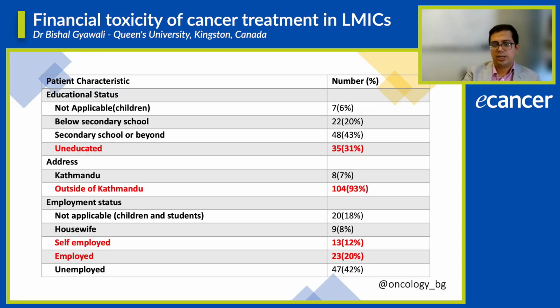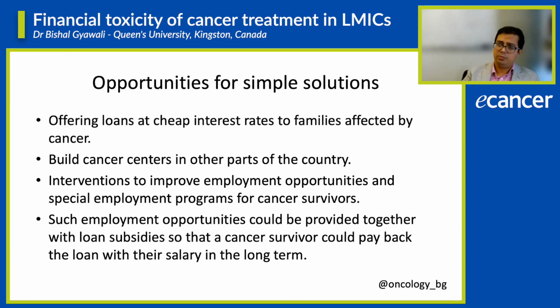And we found that most of our patients in this cohort were coming from outside of Kathmandu. This hospital is in Kathmandu, but they were coming from outside of Kathmandu. So probably the travel and food cost added a lot. And 31% of them were uneducated. So these types of simple studies also provide us opportunities to think about what we can do for them, simple solutions. Because as I mentioned, some of them are paying such a high interest rate.